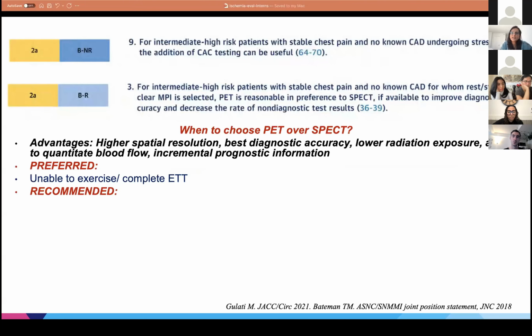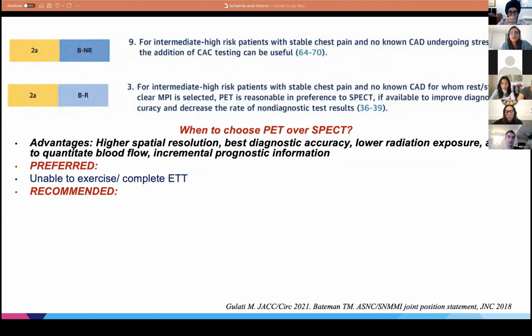The other thing that the guidelines also recommend is when the patient has no known CAD and is undergoing a stress test, we should add a coronary artery calcium score on top of the test to give us more information on subclinical atherosclerosis, which we can treat medically with aspirin and statin.